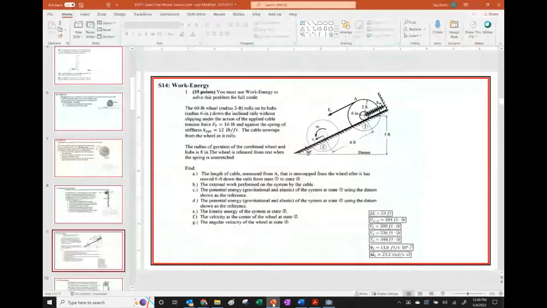And let me take a look at this right here. The kinetic energy of the system at state 2.